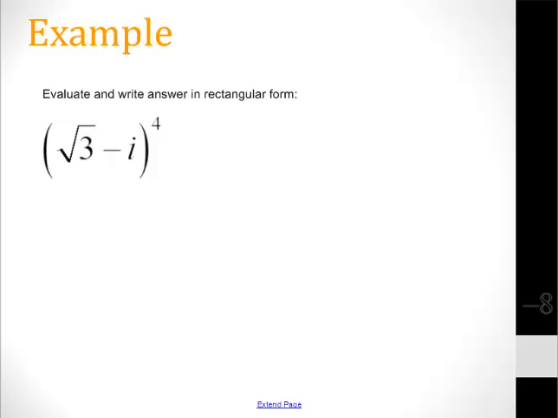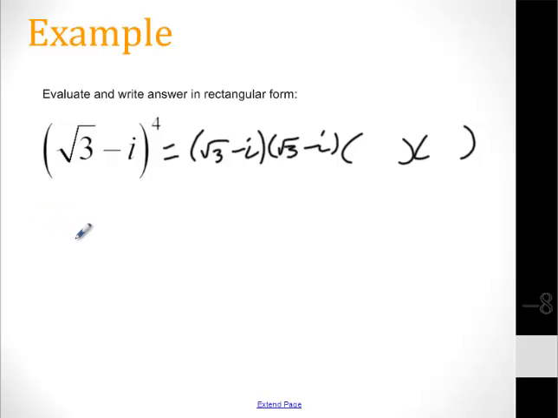So let's take a look at this example. Now, I could take this and I could write it out 4 times. Because it's in rectangular form, I could write this as square root of 3 minus i times square root of 3 minus i. And to be honest, I'm getting tired of writing this already, so let's pretend I keep writing. Instead, what I'm going to do is change this into polar form, and then I'm going to apply de Moivre's theorem.